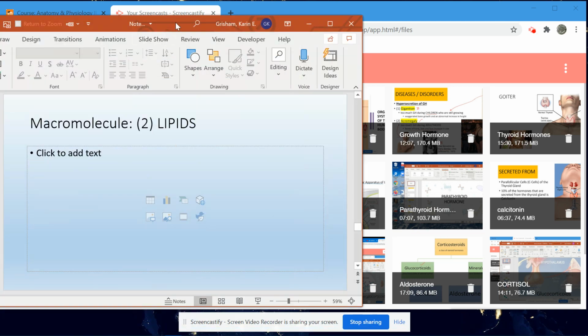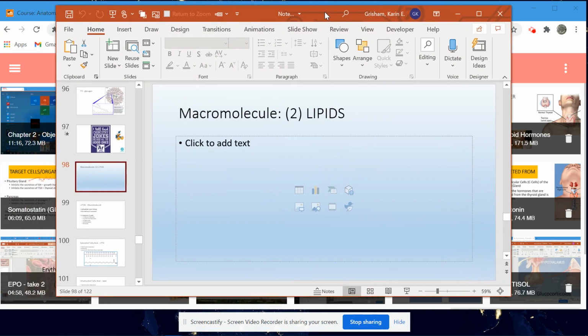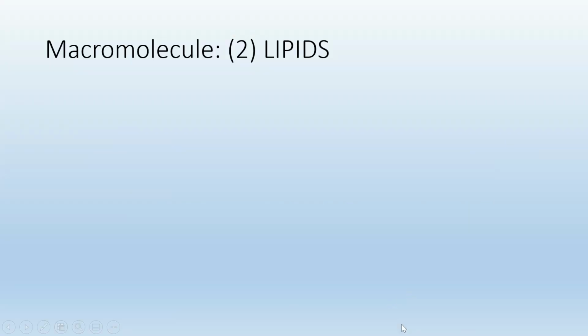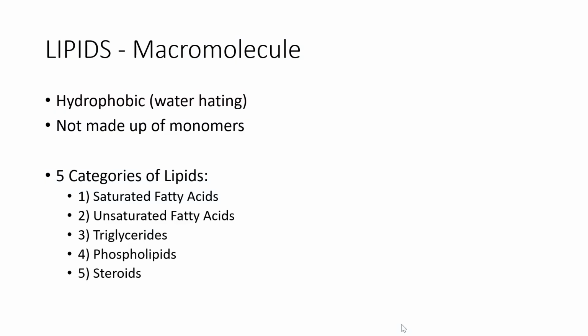Okay, so this is going to continue with chapter 2, macromolecules, and we're going to be taking a look at lipids in this section. Okay, we just finished with the carbohydrates, so again, this one is over lipids. So macromolecule lipids, what's going on?